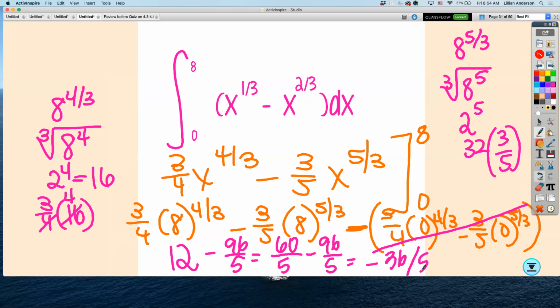Question? That's exactly what it means. It means that since the area is negative, that means it went underneath the x-axis. Very good. Questions?